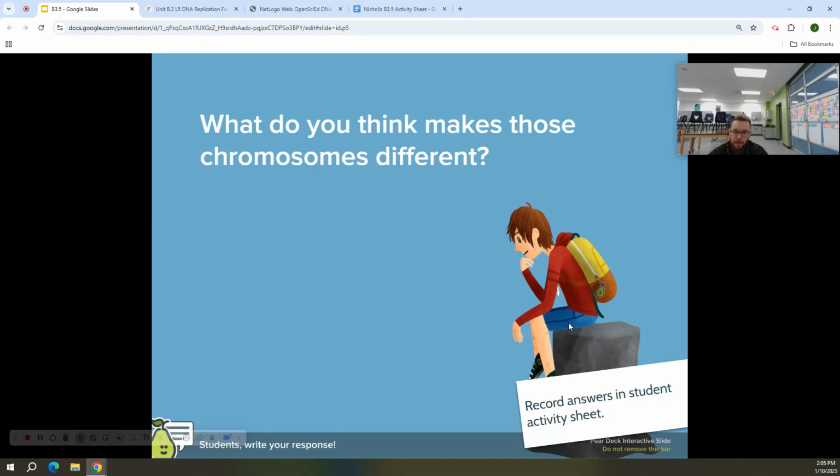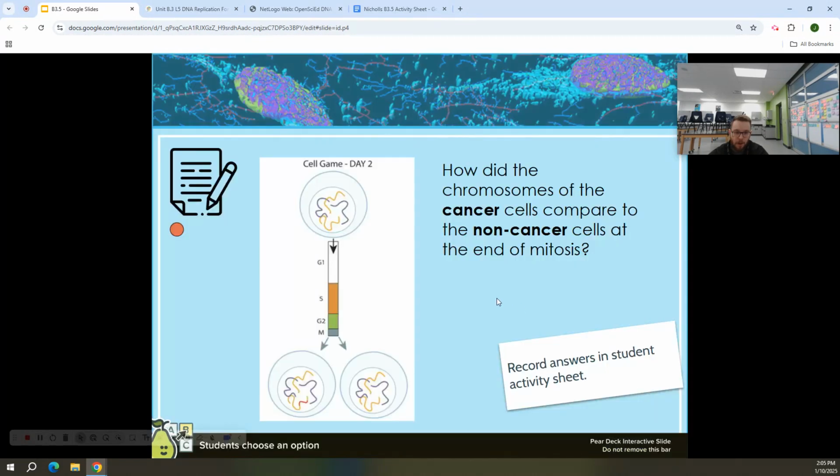Okay, sorry. Now, a similar thing, but we're going to look at cancer cells. How do the chromosomes of the cancer cells compare to the non-cancer cells at the end of mitosis? So this was day 2, right? Day 2 of that board game is where I really got some cancer occurring as we went through.